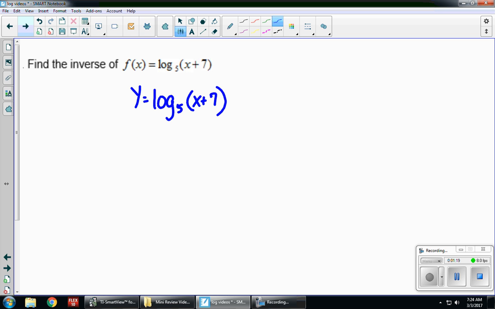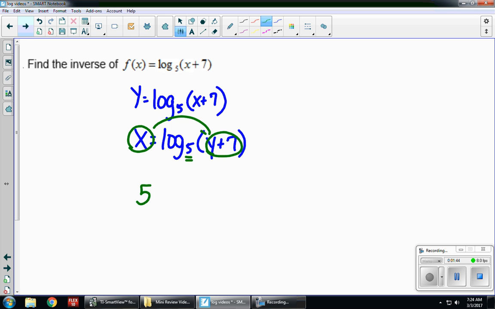I'm going to put x equals log base 5 of y plus 7. And now I want to solve for y. But my y right now is stuck inside parentheses and it's attached to a log. So in order to get rid of that log, I'm going to convert it to exponential form. To convert it to exponential, I keep my base, which is 5, and the other two pieces switch. So it's going to be 5 to the x power is equal to y plus 7.